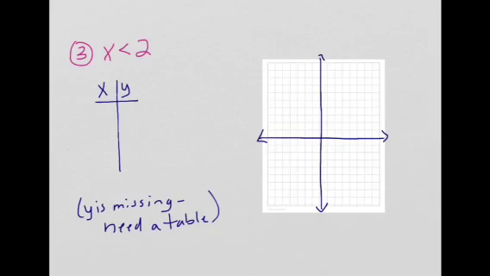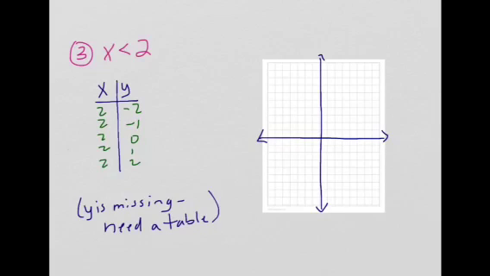Now we're going to start working with graphing inequalities. So this first one is x is less than 2. Anytime we have an inequality or an equation where the y is missing, we need our table. So we know in this one that x is 2 no matter what. So we fill in our 2's. Negative 2, negative 1, 0, 1, 2.